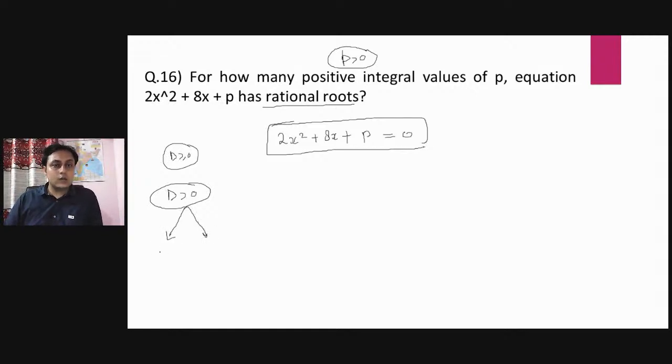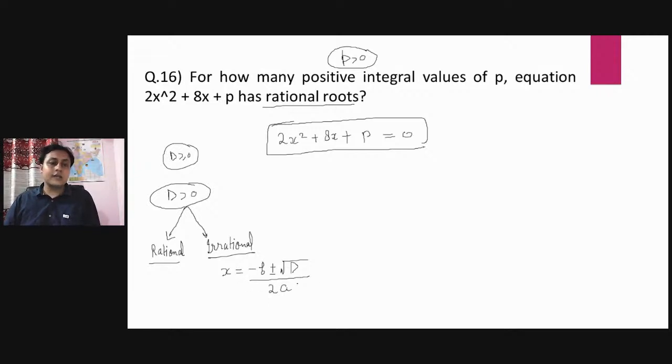For discriminant greater than 0, roots can be either rational or irrational. As you know, the Sridharacharya formula, which I have already used in the last question: x equals minus b plus minus root D, where D is the discriminant, b² minus 4ac, all divided by 2a. So when the discriminant is greater than 0, roots can be either rational or irrational.